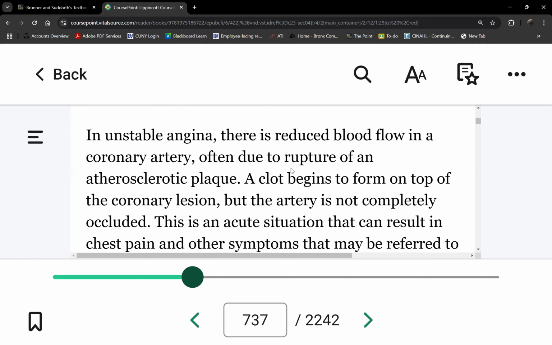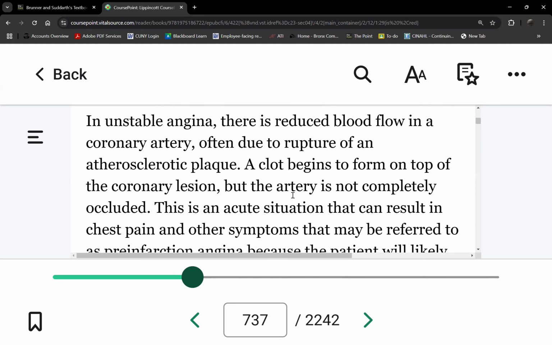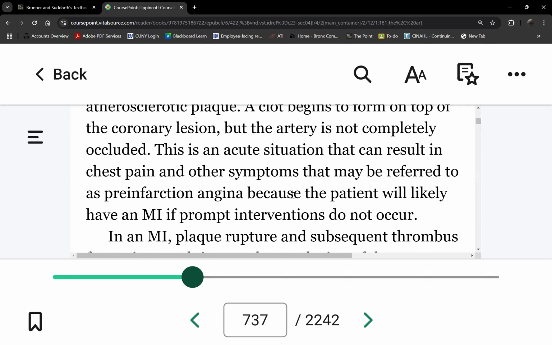Okay. So here for unstable angina, yes, she suffered a ruptured plaque. There was a clot, but was it there permanently? No, there's no absolute 100% occlusion. So for some reason the clot was dislodged maybe, and then blood flow was restored. Right? So she's lucky. But can her situation change? Yes, it may become an MI, so we'll still take care of her.